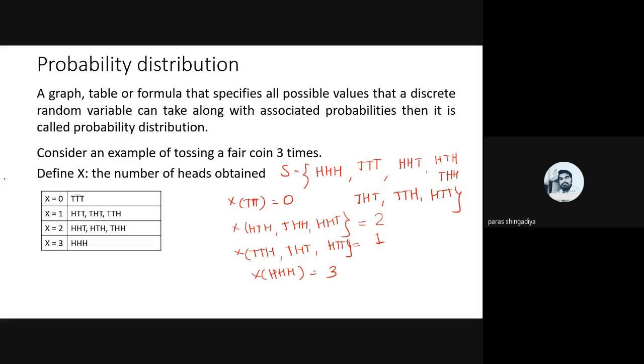We'll check the probability. What is the probability for X equal to 0? What is the probability for X equal to 1? What is the probability for X equal to 2? And what is the probability for X equal to 3? Let us check that.